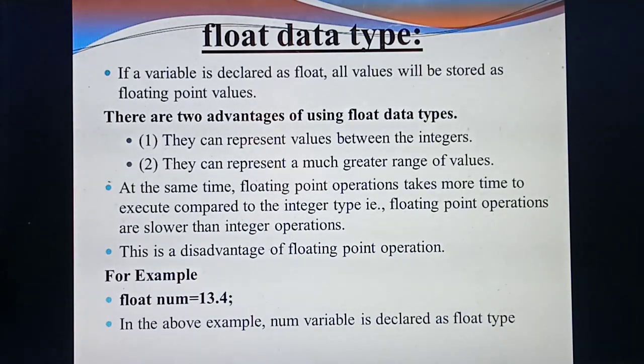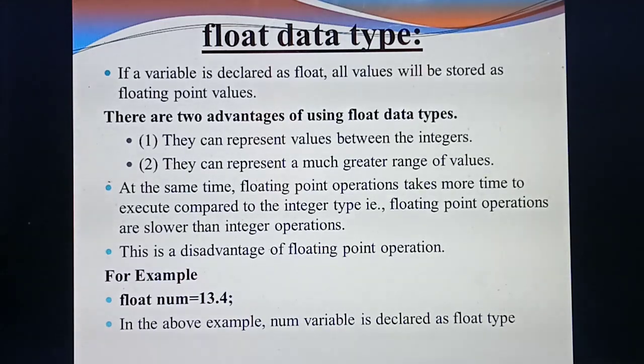The third fundamental data type. What's the third fundamental data type? Float. What's the meaning of float? Already we have studied int and character. What do you mean by int? Int represents integer values. What do you mean by integer? 5, 6, numbers. Natural numbers or whole numbers. If you need to represent a number, you should use the integer data type, that means int.